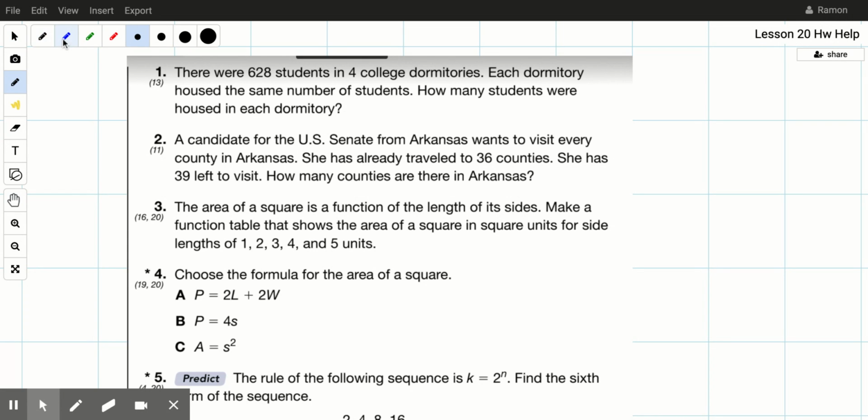There were 628 students in four dormitories. Each one housed the same number of students. How many students were in each dormitory? So we have an equal groups problem. So we have how many were in each.